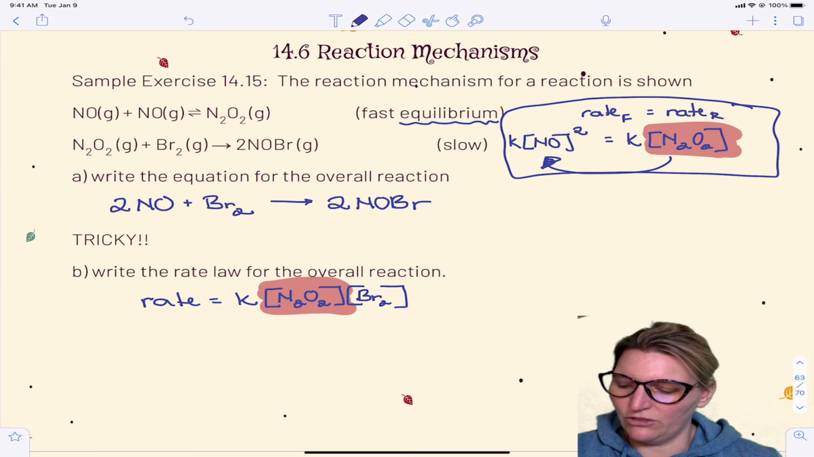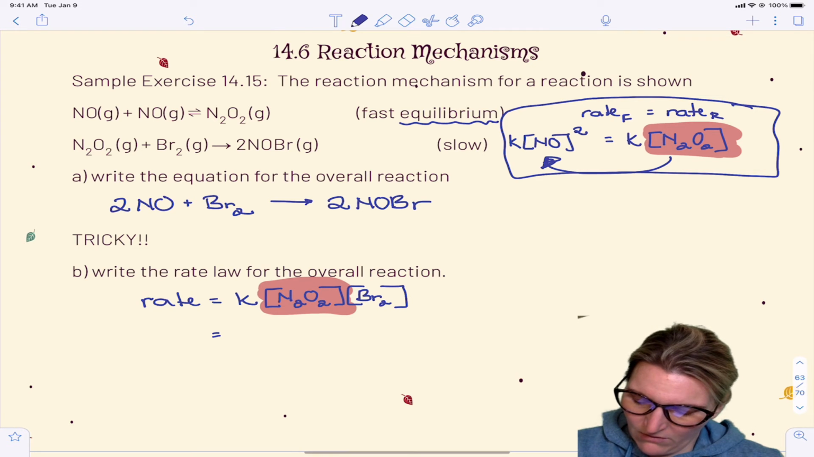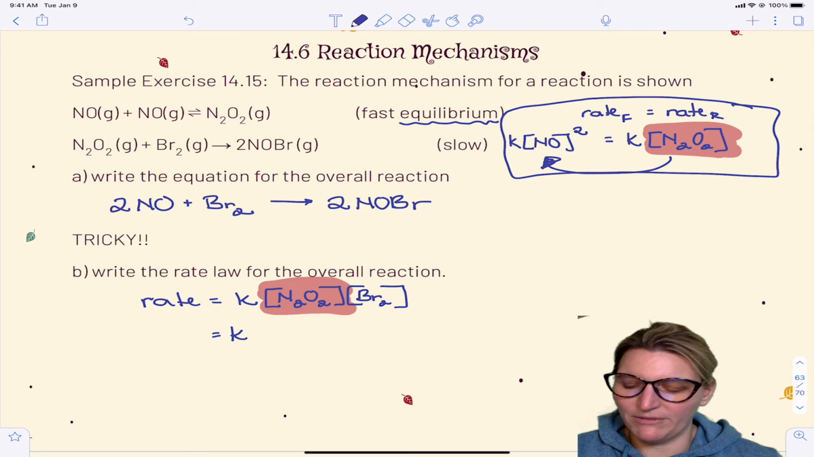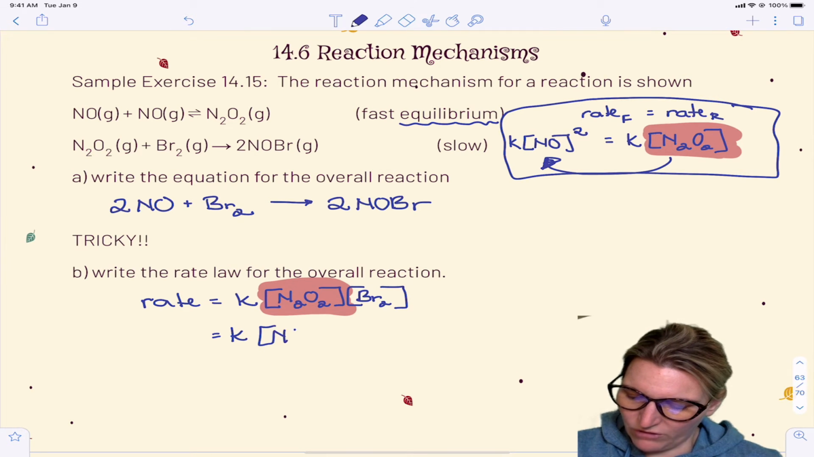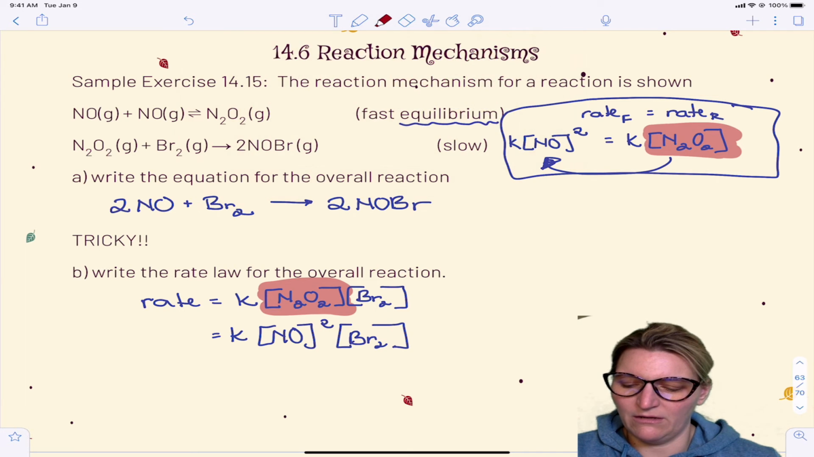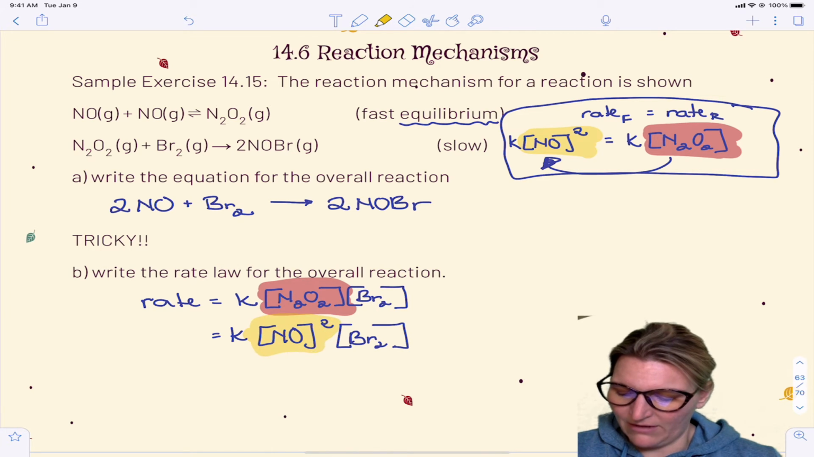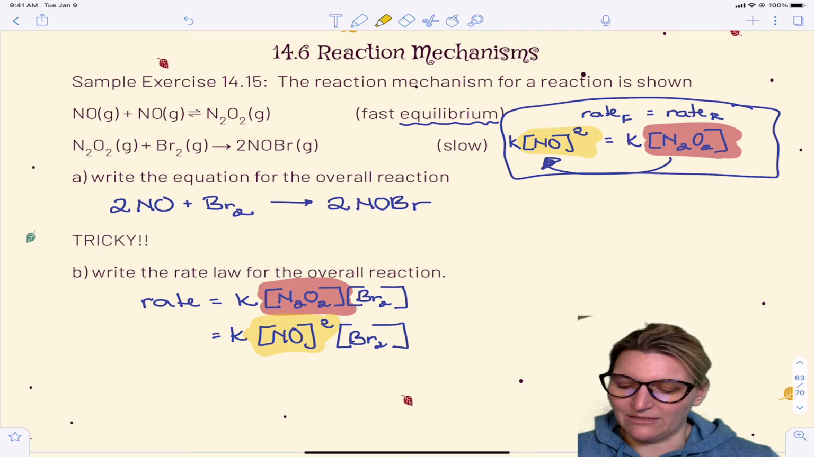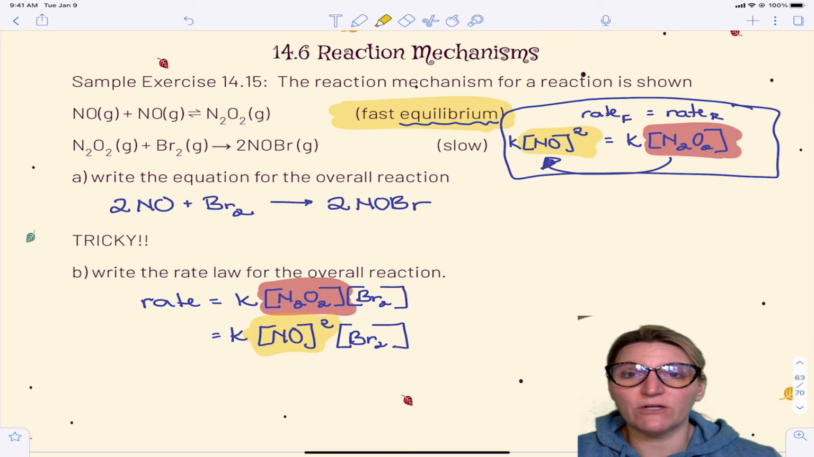And now what I can do is substitute in, all these K's are coming together, so they're not all representing the same number. But instead of writing N2O2, I can write the concentration of NO squared times the concentration of Br2. I'm just substituting in, and that makes more sense since that is a reactant. This only happens under one very specific circumstance, when the first step is fast equilibrium and the second step is the slow step.